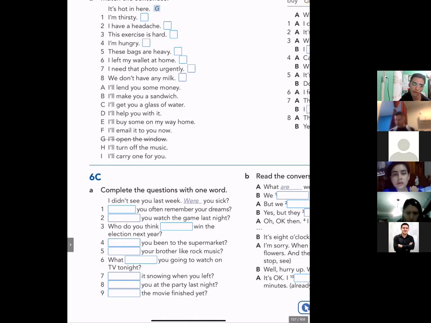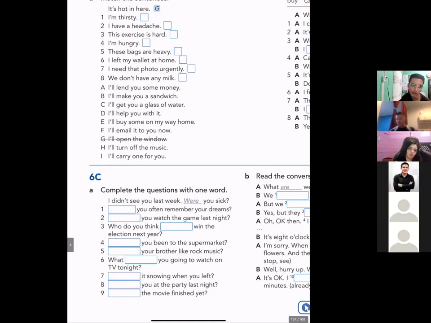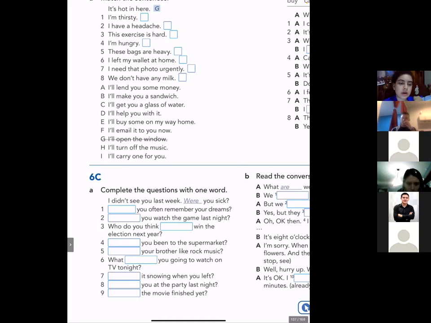Number seven, it was snowing when you left. Was. Exactly. Number eight, were you at the party last night? Where? Something important. Why where and why not did or any other auxiliary?